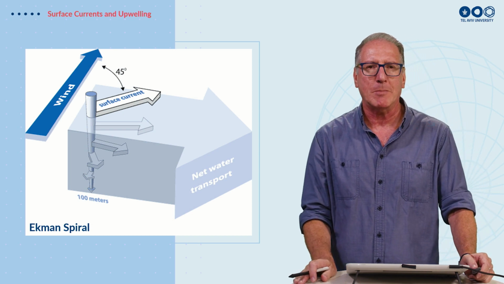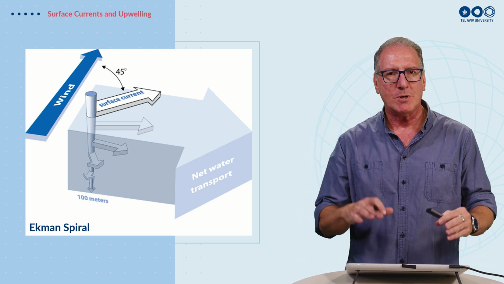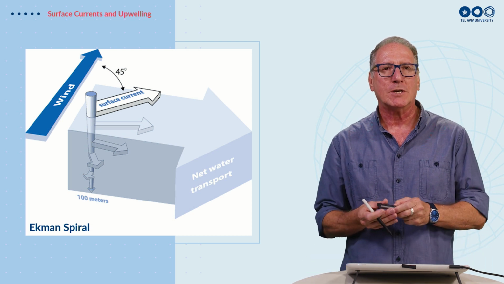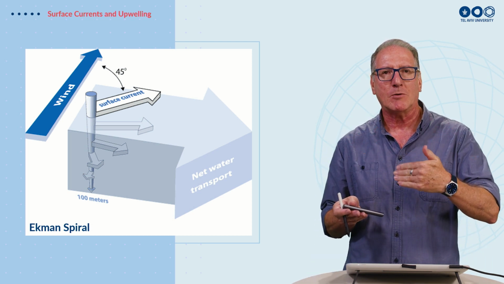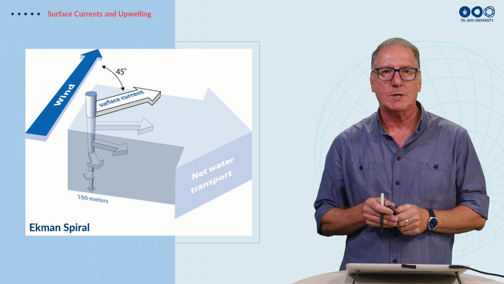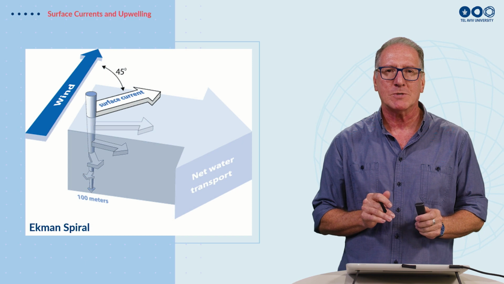After a scientist named Ekman, as we go deeper in the water column down to say 100 meters, we start to get this rotation, the spiral of water, which is turning towards the right relative to the wind direction, again for the northern hemisphere.